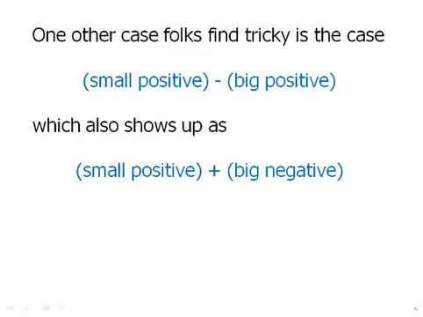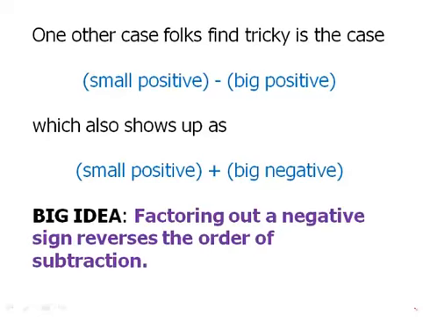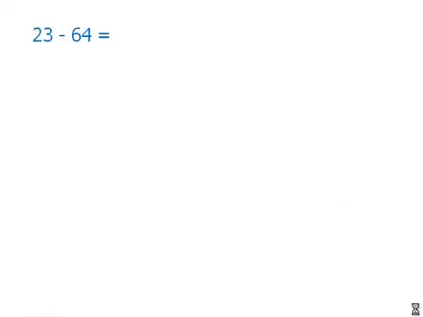One other case folks find tricky is the case small positive minus big positive, which also shows up as small positive plus big negative. Here, the big idea is factoring out a negative sign reverses the order of subtraction. So what does this mean exactly? Suppose I have 23 minus 64. If I factor out a negative sign, then what I get is subtraction in the reverse order, 64 minus 23. Well, now that's bigger minus smaller. That we can do. That's one of the fundamental skills. So do that subtraction and then just stick a negative sign in front of it.